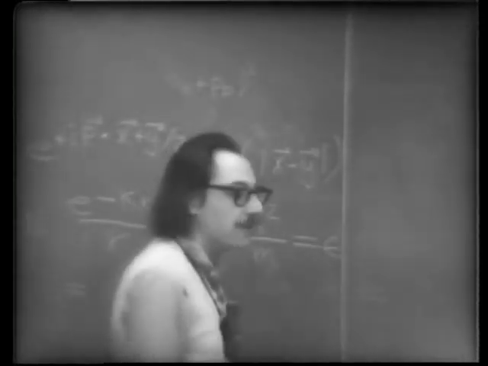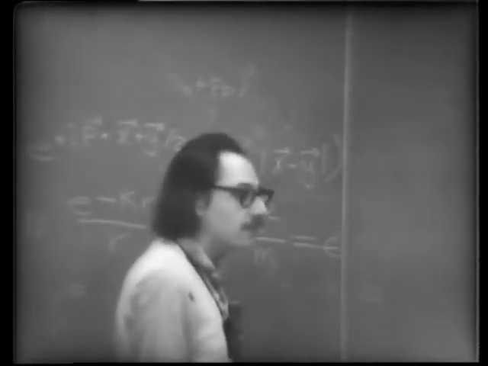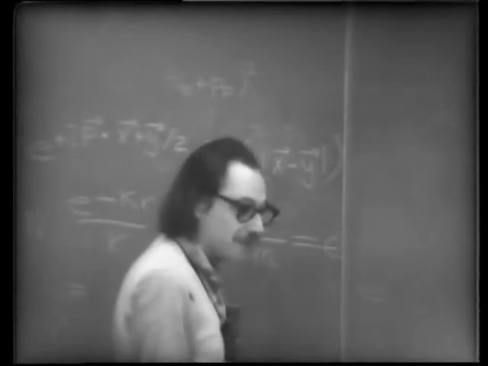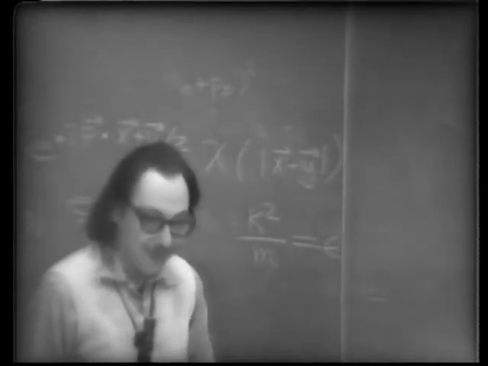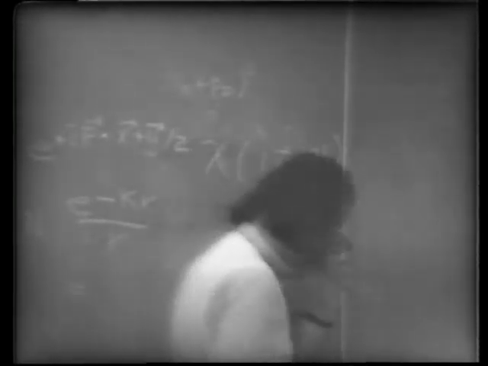Why do I have m here and not 2m? Because it's twice the reduced mass, the mass in the center of mass frame, and if I have two equal mass particles, the reduced mass is half the mass of either one. Okay, now we're ready to go. We can compute the form factor.